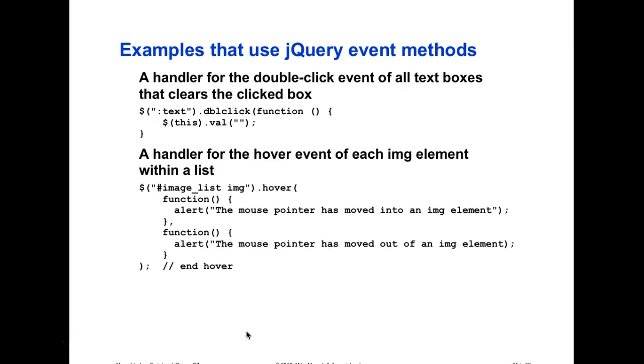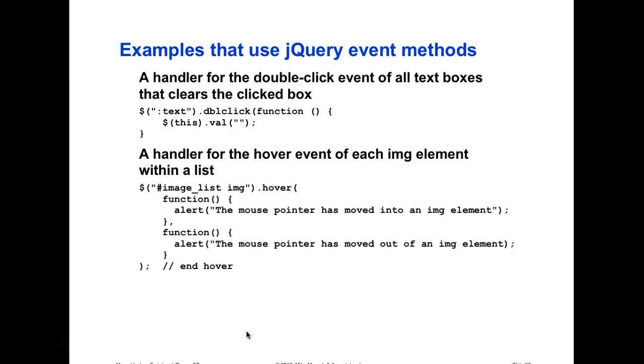And this is an example. Here's a handler for the double click event of all text boxes that clears the clicked box. So by applying a double click event listener to all elements that have a text attribute and input type, we can say, okay, let's clear out the function. So on double click, we clear out all values of input type fields that have the type text.